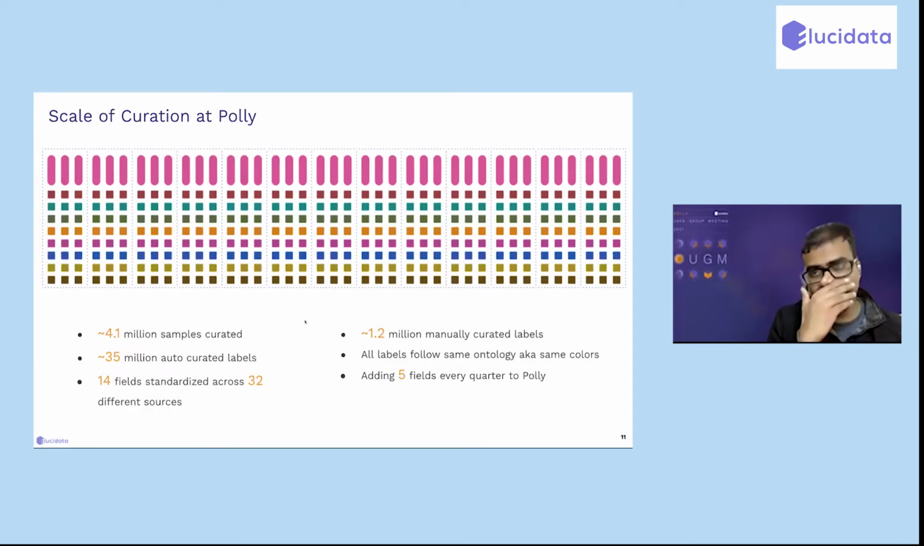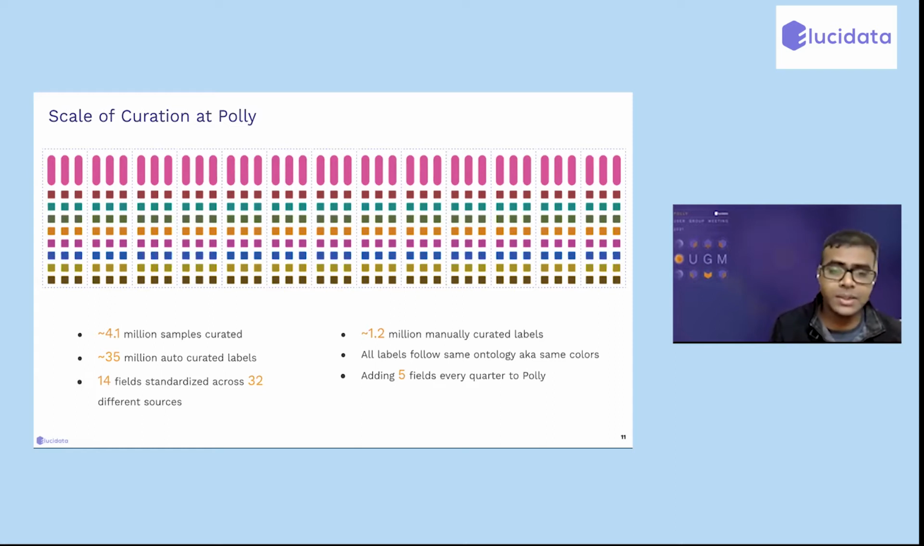Now, what this means is that the scale of curation is huge, because we have around 700,000 datasets on Poly, and they all have some samples. So what does this scale look like? There are around 4.1 million samples which are curated, around 1.2 million manually curated labels on Poly, and around 35 million auto-curated labels. So each is basically a square, and around 35 million such squares are present in our data. And they all follow the same ontologies. That means the same colors.